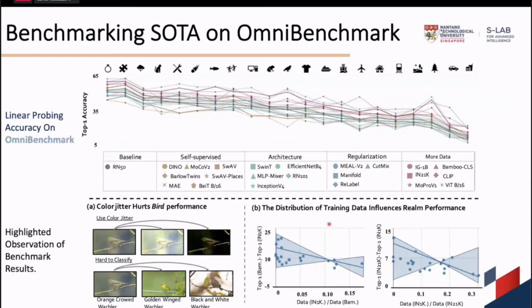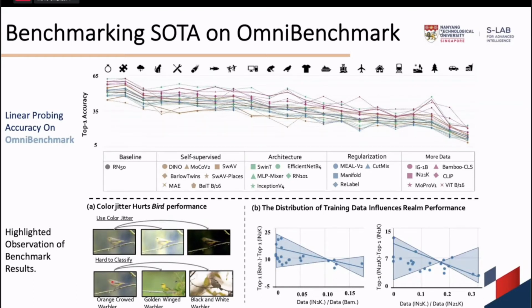Based on OmniBenchmark, we evaluate 22 of the most popular models across different supervised signals, model architectures, and optimization strategies, like different regularization methods, and training data. Various insights are observed. For example, we found that color jitter can largely hurt the linear probing performance on the bird rings, because the fine-grained differences between different bird classes come from colors, like these three kinds of birds.